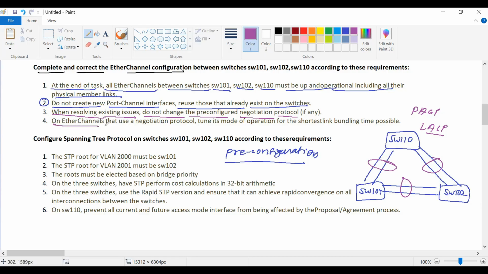On EtherChannel, use a negotiation protocol, tune its modes of operation for the shortest link bundling time possible. Now this is a tricky question. If they were to say, please run this protocol, CDP, LLDP, PAgP, LACP, BGP, then fine, but please don't expect such questions. They will not tell you directly what should be configured.